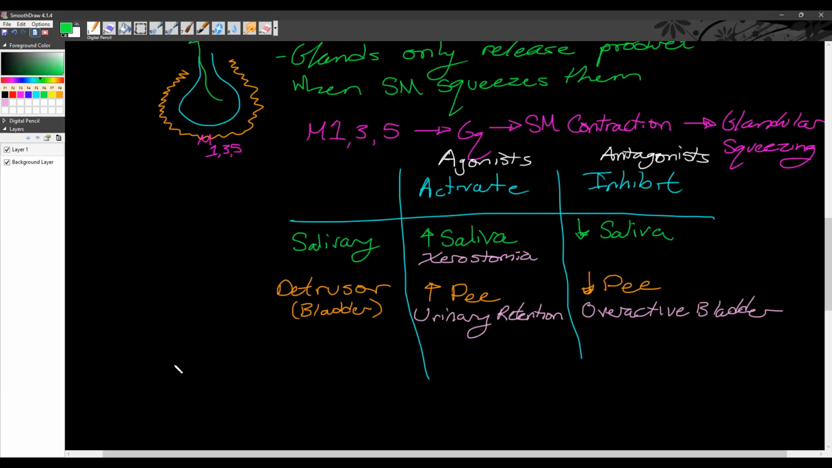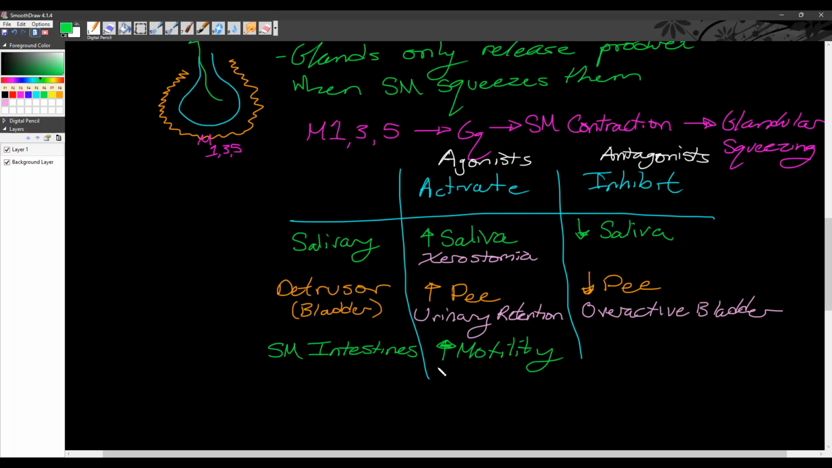All right. Another one that we can have is the smooth muscle of the intestines. What would be the effect of contracting the smooth muscle around the intestines? Diarrhea. Yeah, so we're going to increase motility, right? We're going to cause the contents of the intestines to go further and further along, right?